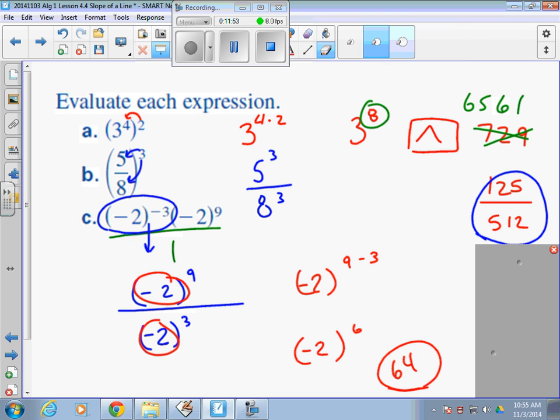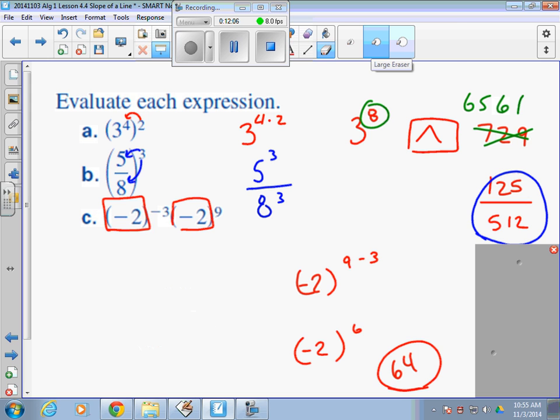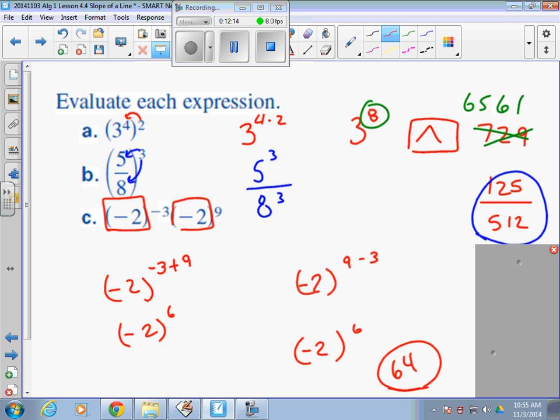If you did it the other way and you said, well, wait, it's the same base, why would I go through all of that work? You're right. Negative 2 to the third power times, it's still the exact same base, negative 2. Now you do negative 2 to the negative 3 plus 9 since they multiply, and you still get negative 2 to the same 6th power that we got at that step. So two different ways to do it to come up with the number 64.